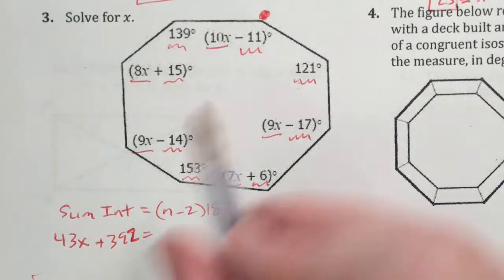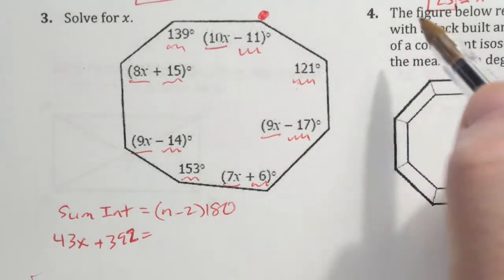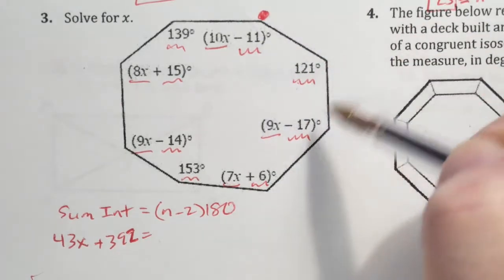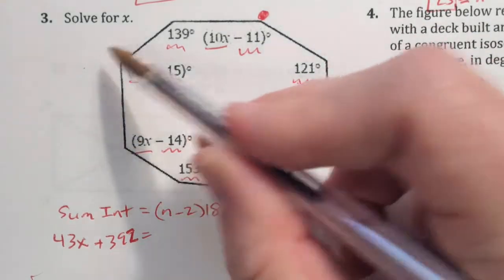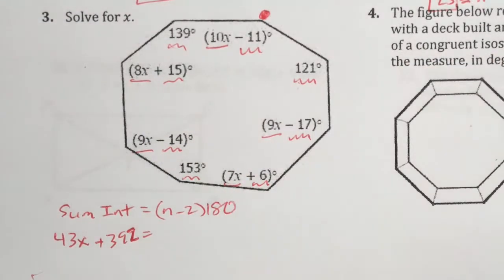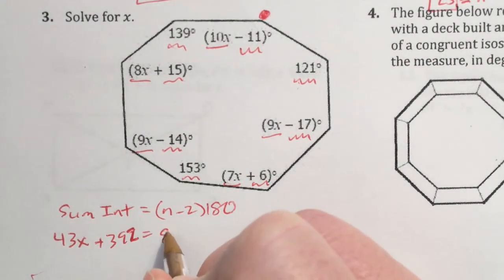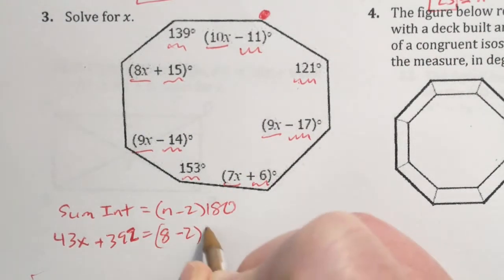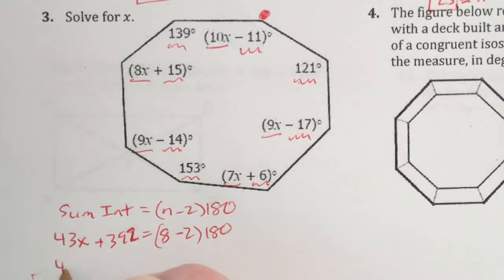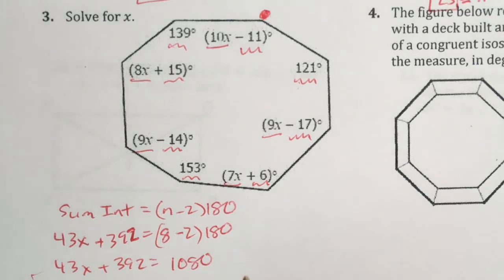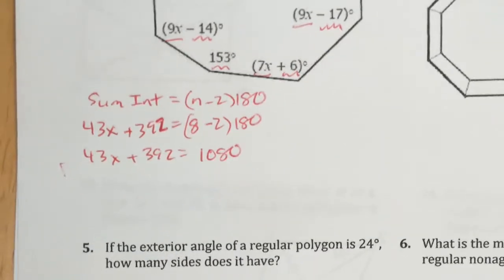Hey, n is the number of sides, or number of angles. So we have 1, 2, 3, 4, 5, 6, 7, 8. I just counted the corners because that's the same number. So 8 minus 2 times 180. So 43x plus 392 equals, and I put in my calculator 8 minus 2 times 180 degrees. I get 1080. And then you just keep solving.